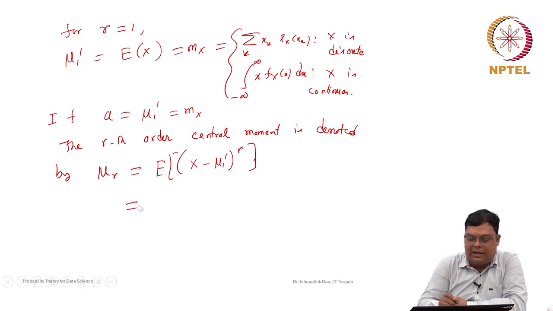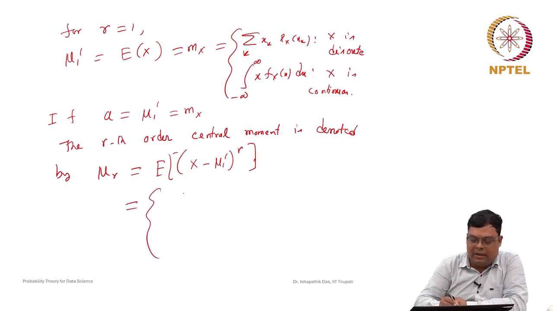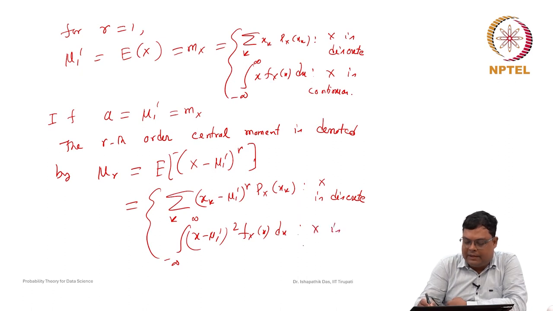So, by definition, whenever we put a equal to mu 1 dash here, this is nothing but summation over k of (x_k minus mu 1 dash) whole to the power r, p_X of x_k, whenever X is discrete, and this is integral from minus infinity to plus infinity of (x minus mu 1 dash) to the power r f_X(x) dx whenever X is continuous.